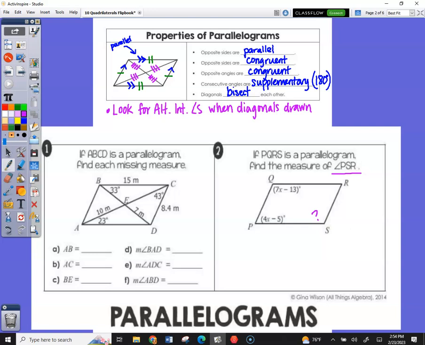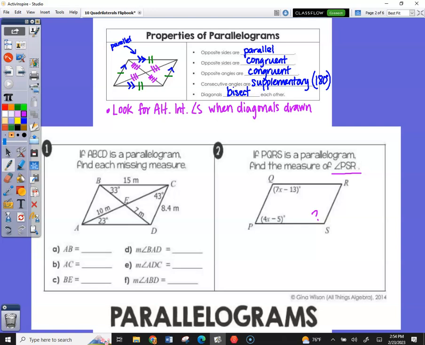So now you have to look at what you have in front of you, and you ask yourself, what did they give me? Did they give me sides, diagonals, angles? They gave me angles. Then you look and see, how are the angles positioned? Are they opposite or side by side?